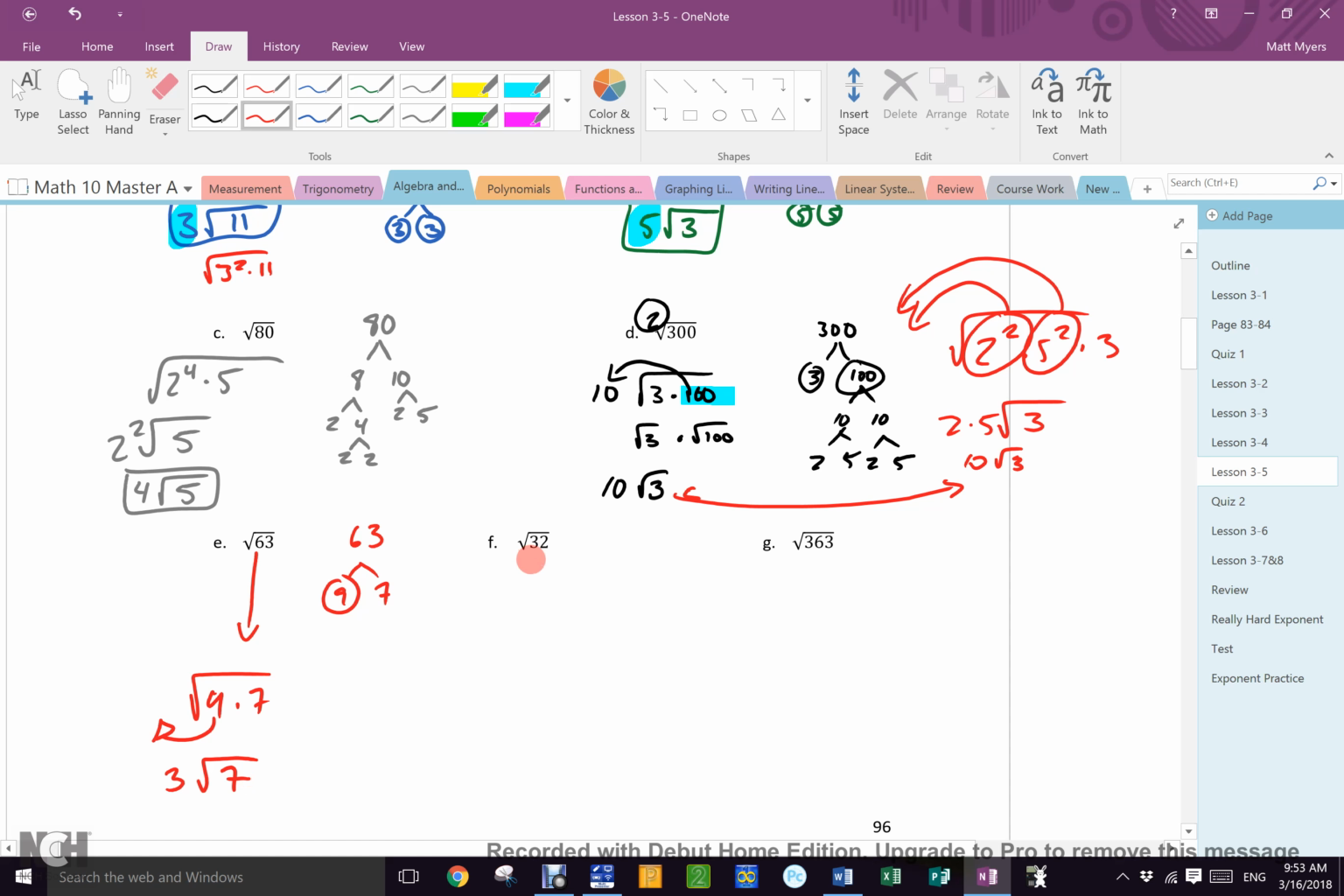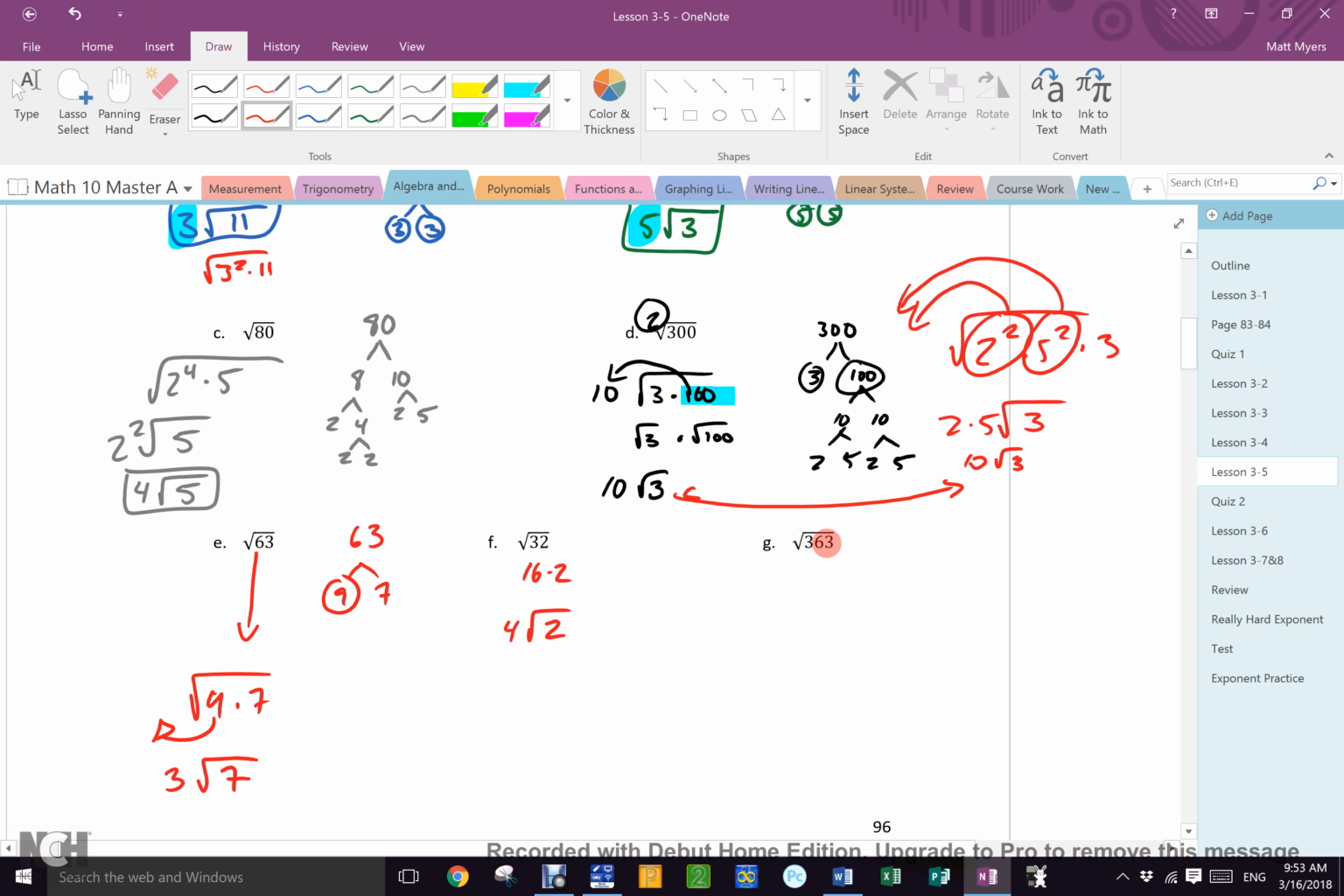Let's do math. So, 32. Does it have a perfect square in it somewhere? Yeah, 16 times 2, right? What's the square root of 16? 4. So out comes a 4, in stays a 2. Right? Everybody picking up what I'm putting down?